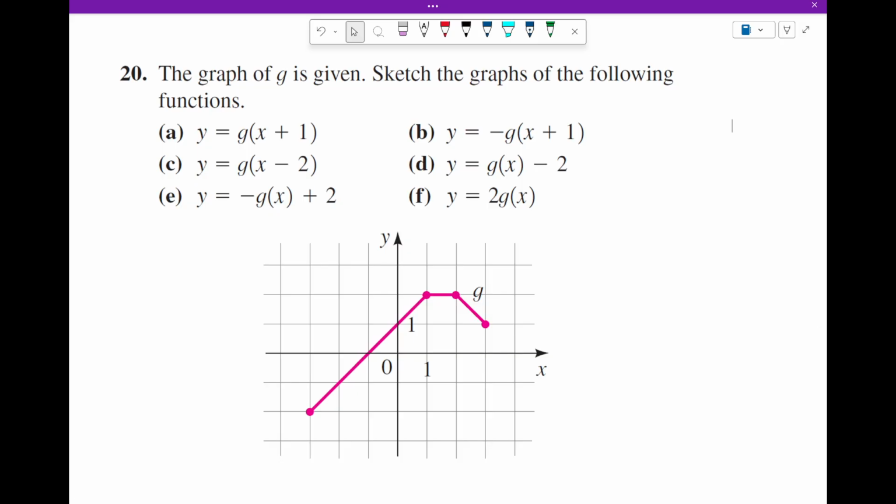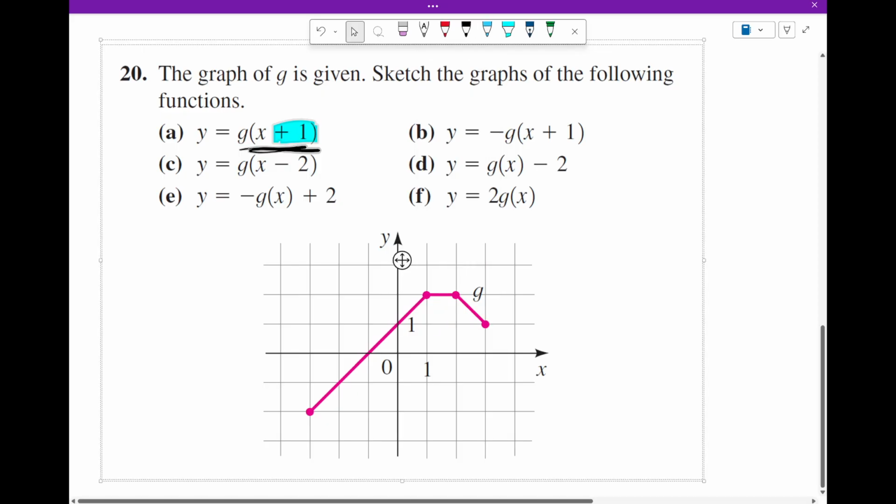All right. So here, in part A, we want y equals g of x plus 1. So in this situation, the plus 1 is contained inside of the function. So which means we're going to have to shift everything to the left 1 unit. So for example, and I'll use a different color here, we'll use this nice blue. So all I'm going to do is shift everything to the left 1 unit over.